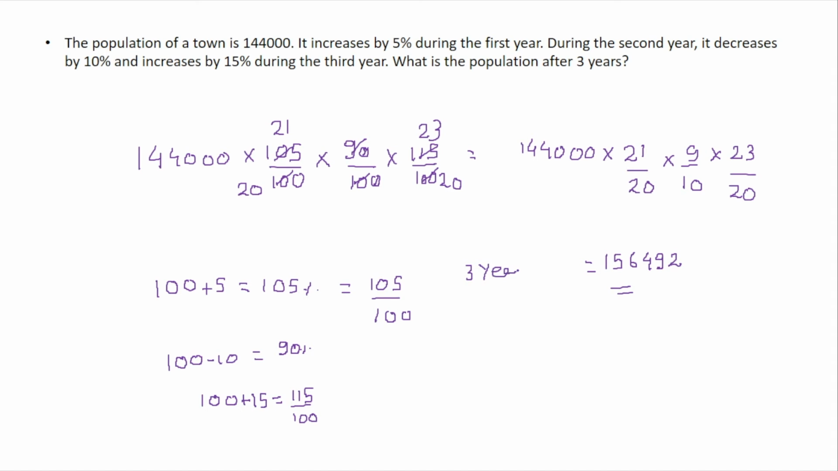Okay, and there is an increase of 5%, there is a decrease of 10%, and there is again an increase of 15% in third year. So this will be your population. Okay, 156,492.